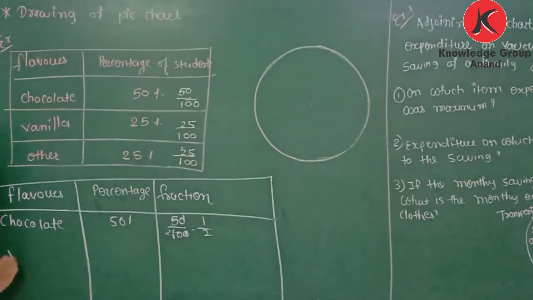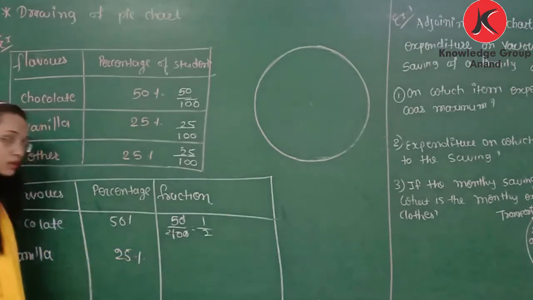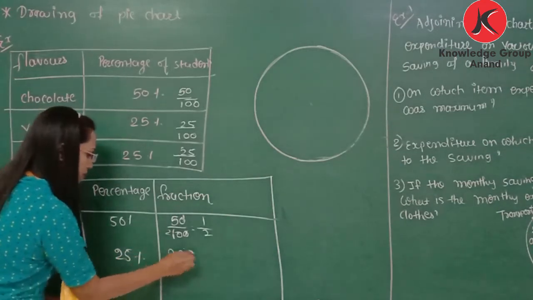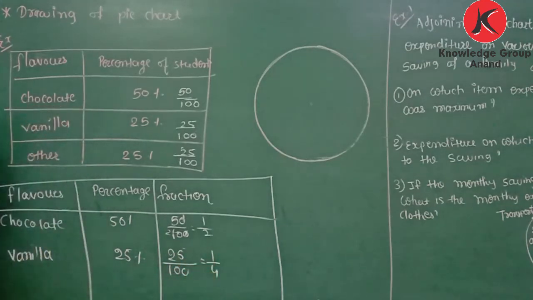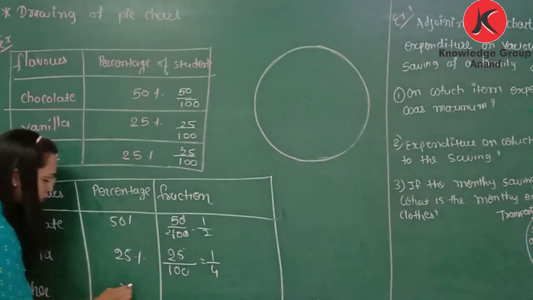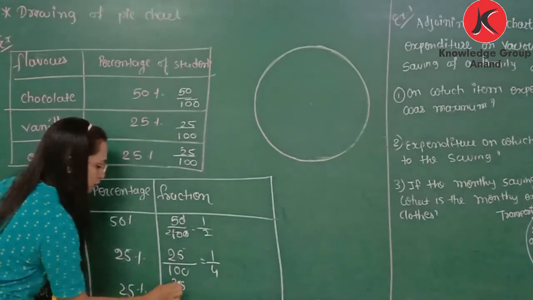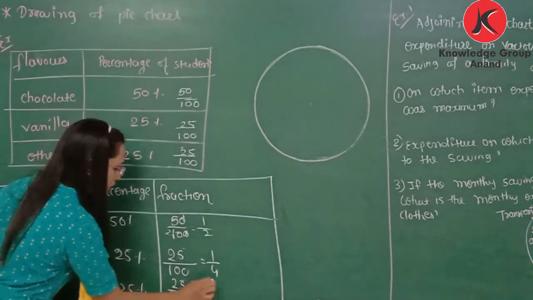Now next, vanilla flavor. That is 25%. It means the fraction can be represented by 25/100, which is 1 by 4. Now next, other flavor, 25%, that is 25 divided by 100, 1 by 4.